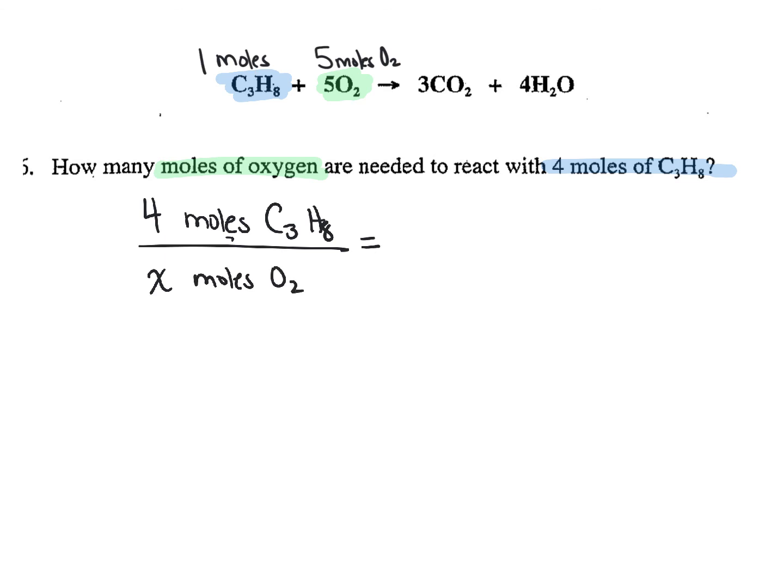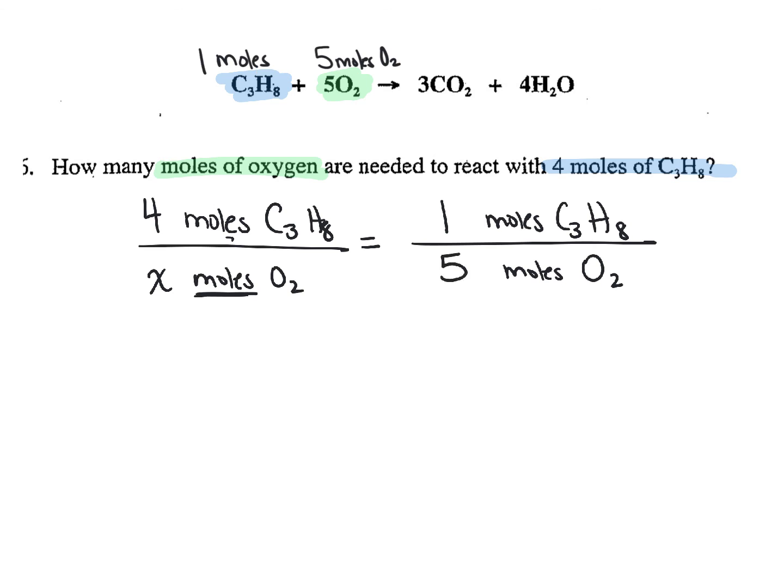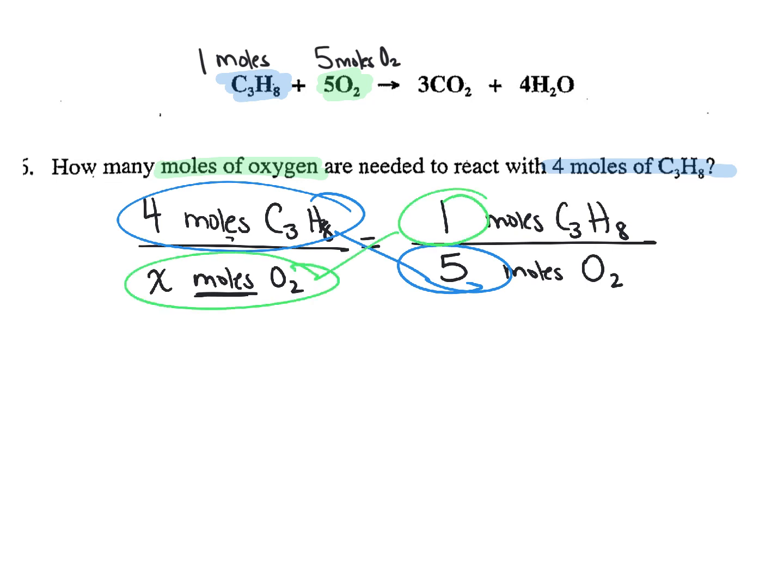I use my information from my balanced equation to tell me, well, how many moles of C3H8 do I need? According to my balanced equation, I need 1 mole. And then, since I want to find moles of oxygen, I'm going to look at my balanced equation and find out how many moles of oxygen it says I'm going to need. It says I need 5. To solve this problem, I simply cross multiply and solve for my x. So you should get x equals 20 moles of oxygen.